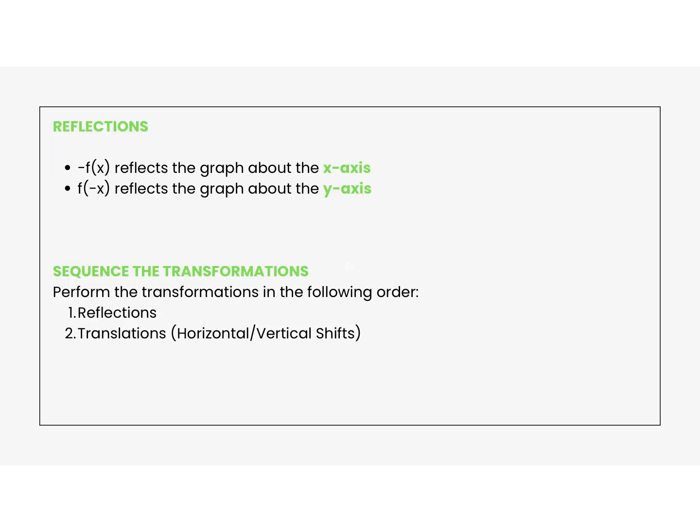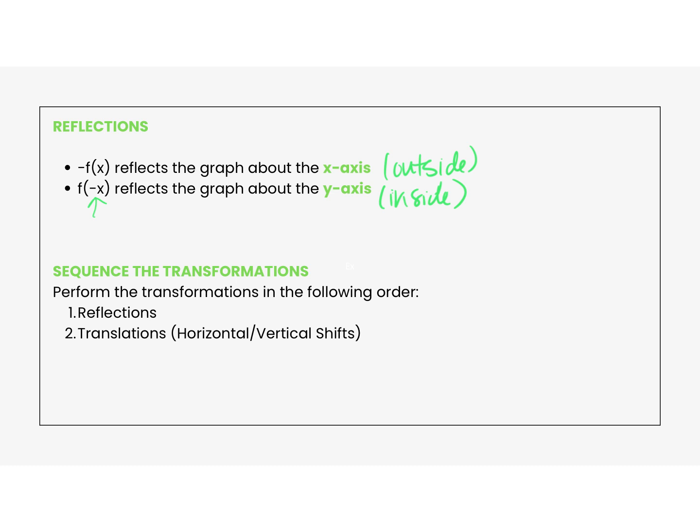So when I talk about reflections, f of x is our function. When we take negative f of x, it reflects about the x-axis. The way you can think about this is, again, this is on the outside. So outside of f of x, it goes on the x-axis. F of negative x, so when it's on the inside, it goes across the y-axis.